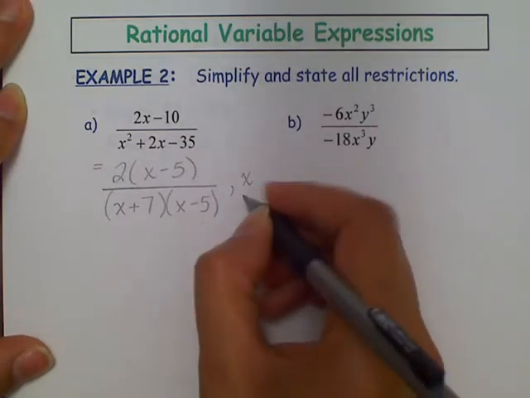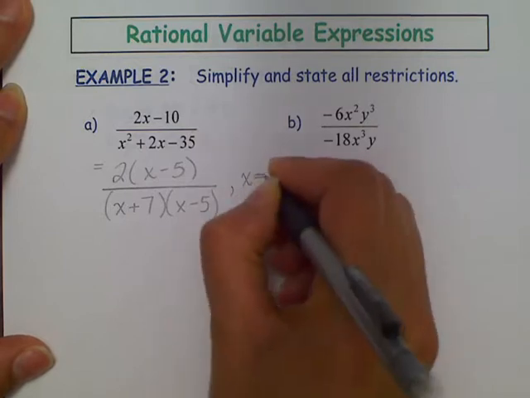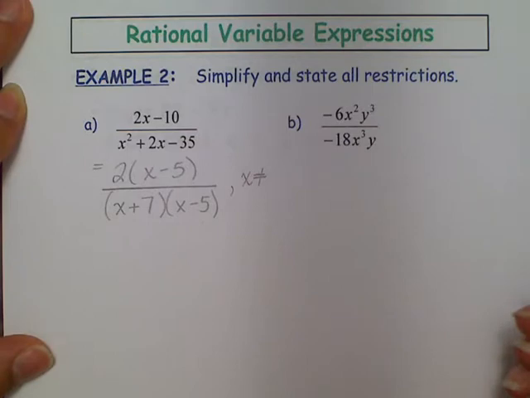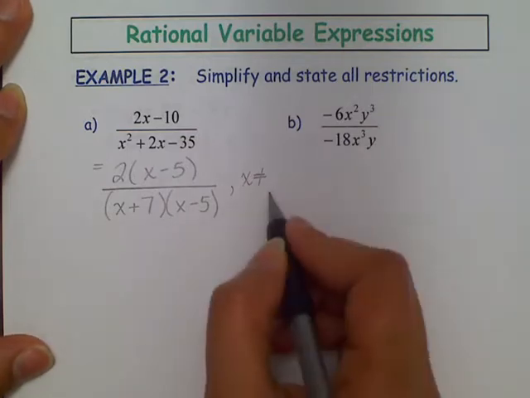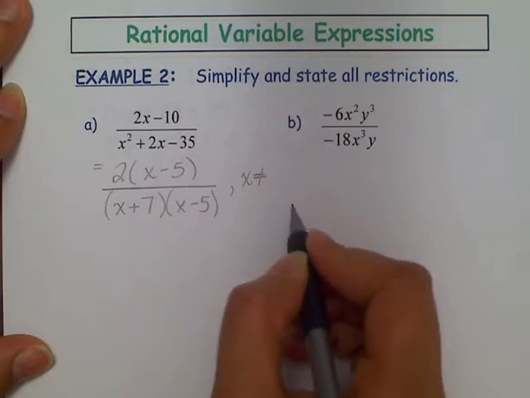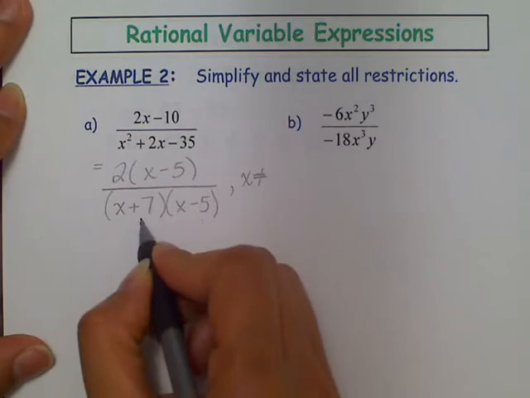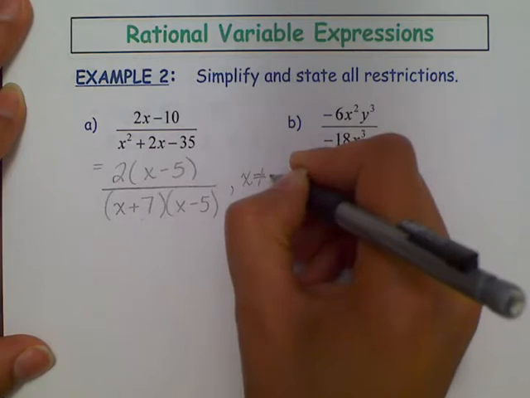When you state your restrictions, add a little comma after the expression, and then write down what variable you're stating restrictions on. Based on the restrictions in the denominator, we can just state them. Remember to try to write them in numerical order from lowest to highest. In terms of the first set of brackets, the value of x that would make it equal to 0 is negative 7. So negative 7 is one of my restrictions.